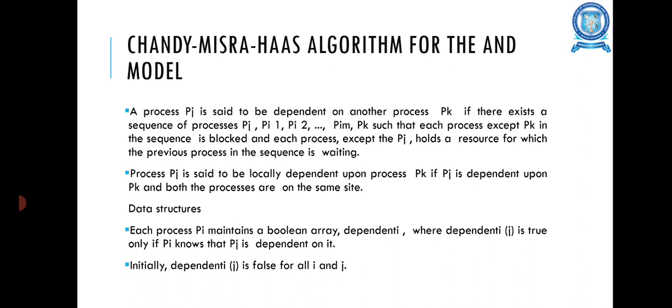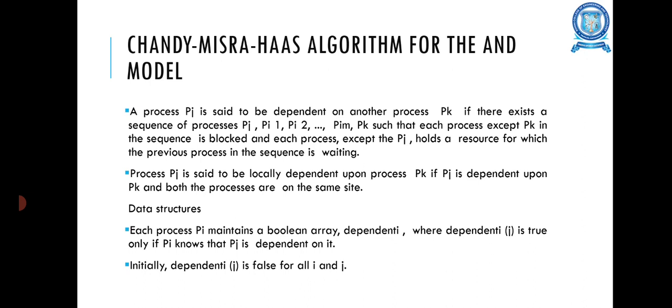The Chandy-Misra algorithm has the following steps. A process Pj is said to be dependent on another process Pk if there exists a sequence of processes Pj to Pk such that each process except Pk in the sequence is blocked, and each process except Pj holds a resource for which the previous process in the sequence is waiting.